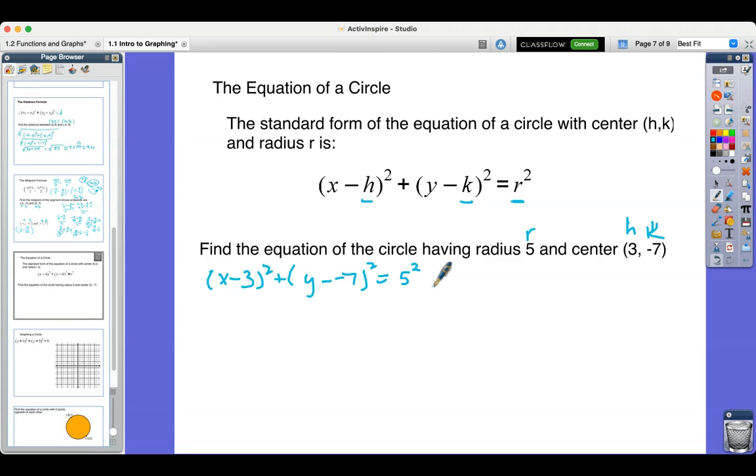Now, in most of these equations, you do not leave this as a square. These you will, like the whole equation. But we got to fix it. So let's clean this up.